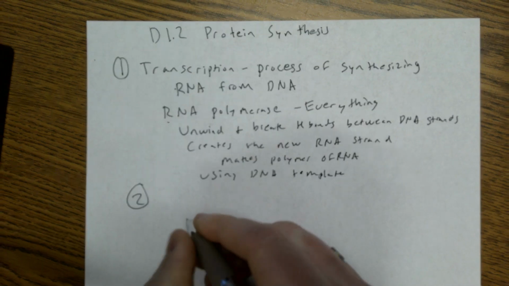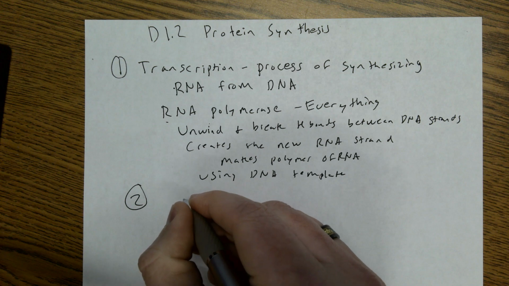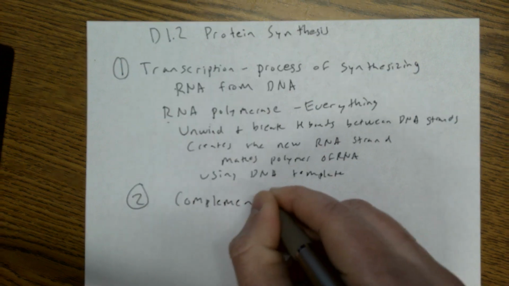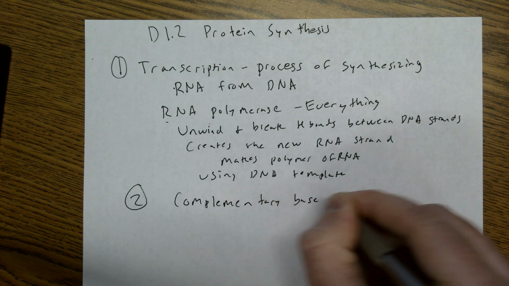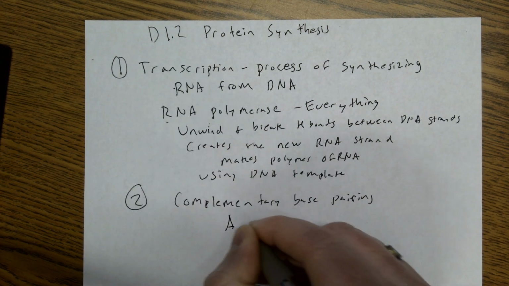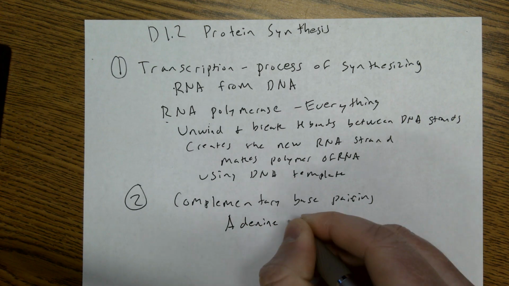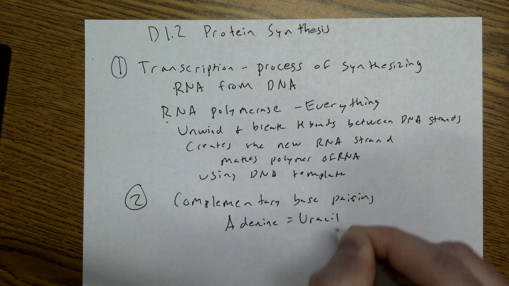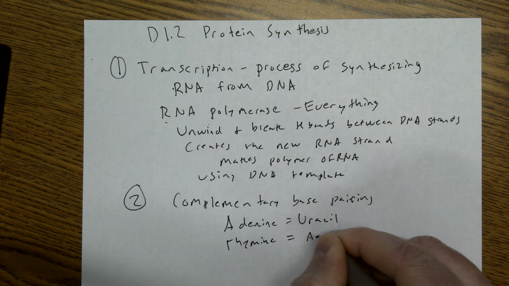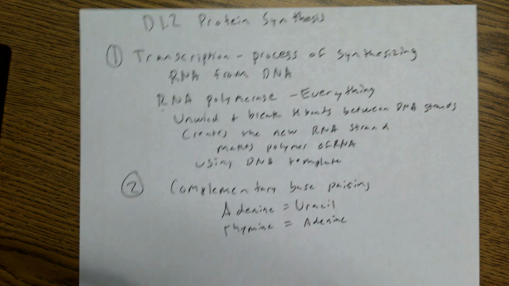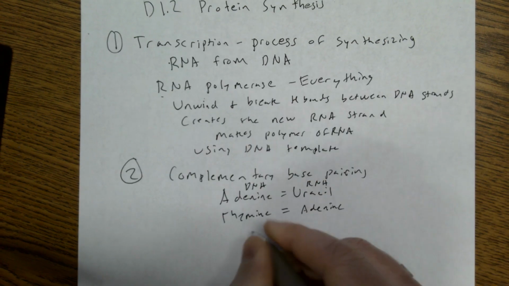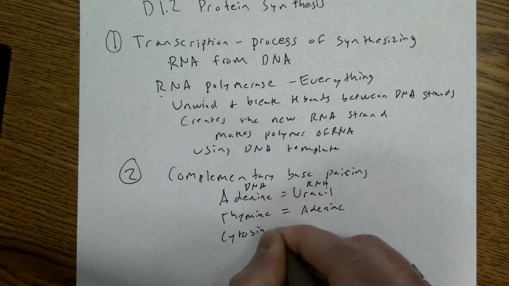And standard 2 says, how does it do it? It uses complementary base pairing, just like it did in DNA replication. Except now, if there's an adenine in the DNA, it will pair with uracil. Thymine still pairs with adenine, though. So this is DNA on this side, RNA on this side. The cytosine to guanine is the same.